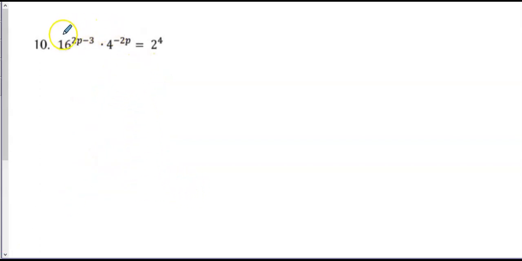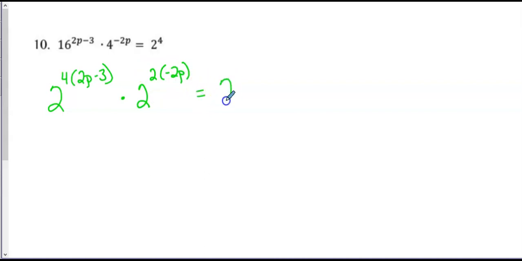So I have 3 different bases. I have 16, 4, and 2, but I can rewrite all of these with a common base of 2. So let's do that, and then we can combine these 2. We can't combine them yet. We have to have that common base first. So let's see, this is 2 to the 4th power times 2p minus 3. I could have gone ahead and done that, but just want to be careful. Times 2 squared times negative 2p equals 2 to the 4th. So I can go ahead and cross these out.